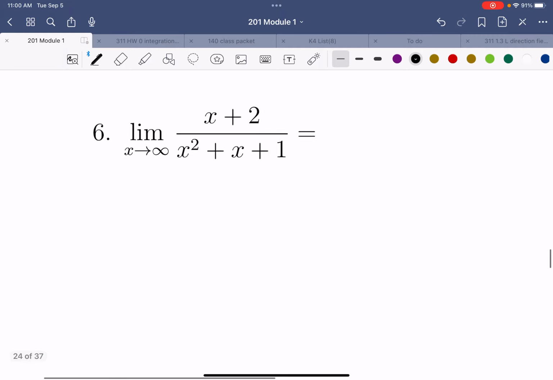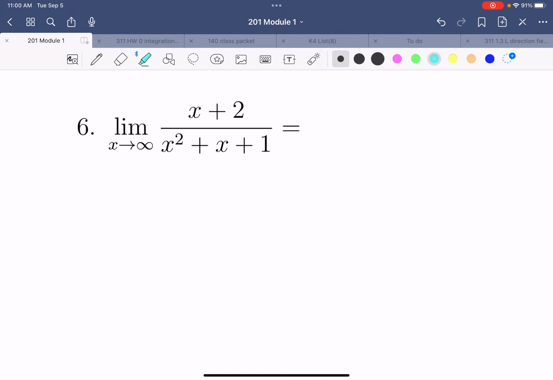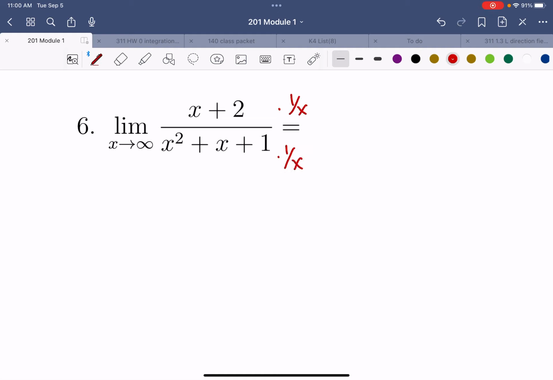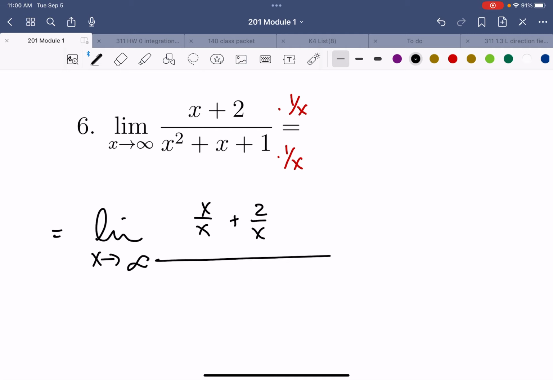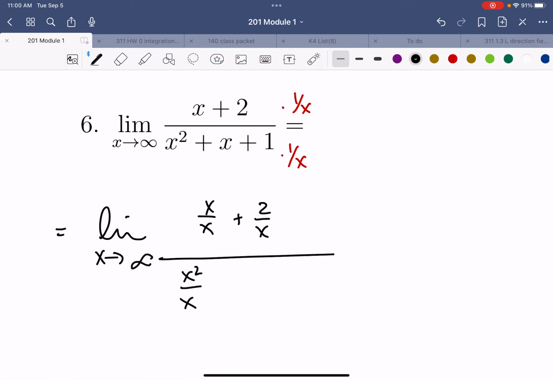If we take a look at number 6, we're going to do the same thing. Now remember, number 6 is the reciprocal of number 5, so the leading terms are the same. So I've got a second degree and a first degree, so I'm going to multiply top and bottom by 1 over x. When I do that, I get the limit as x goes to infinity of x over x plus 2 over x, over x squared over x plus x over x plus 1 over x.